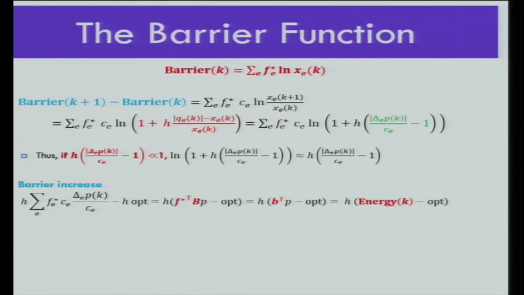So good. We get something very clean, that b_{k+1} minus b_k is at least h times the energy minus opt. So this is really good. Whenever energy is much bigger than opt, this barrier increases. So now we have found another potential function through this barrier, which increases. We could take the negative of this if you want something that decreases.